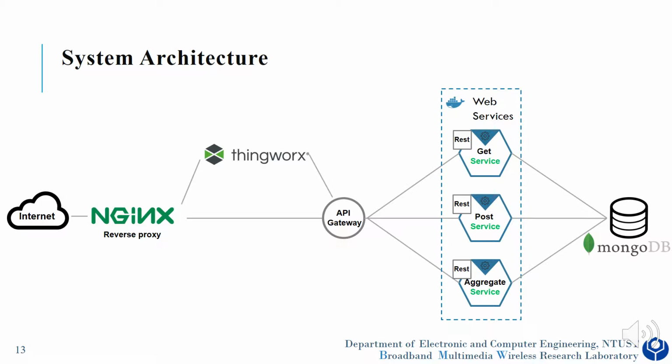We use Nginx, which retrieves resources on behalf of a client. That client could be ThingWorks or also the API gateway. And then these resources are returned to the client appearing as if they originated from the proxy.